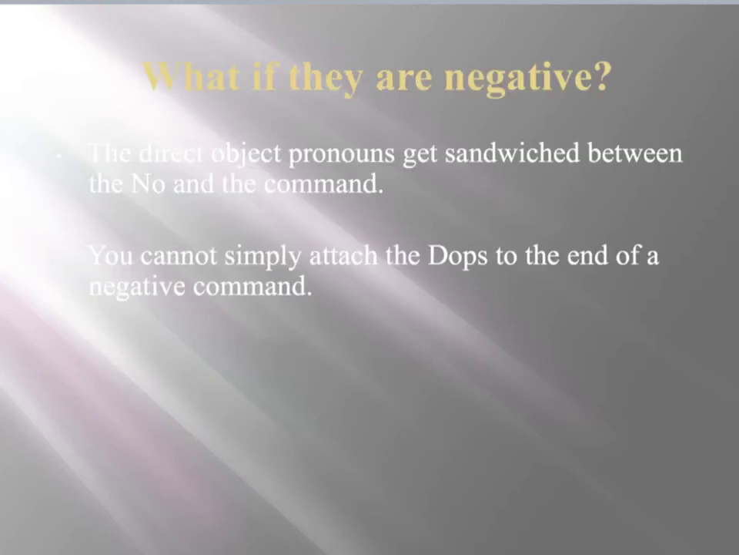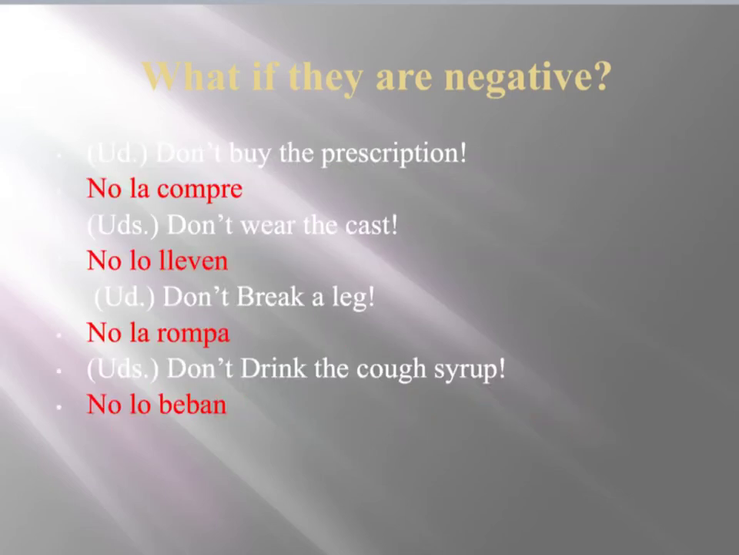What if the commands are negative? What if you're telling someone not to do something? Then the direct object pronoun gets sandwiched between the no and the command. I might say something like, no lo bebas. I'm saying, don't drink it, and the it comes in the middle. You cannot simply attach the DOPs to the end of a negative command. With negative commands, the DOP comes in the middle of the command, I guess you would say.